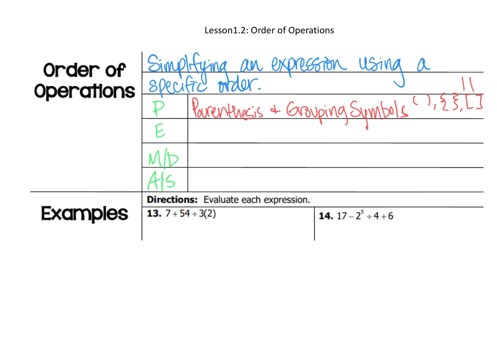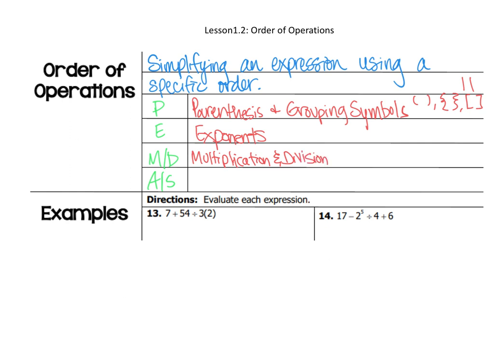E stands for exponents. We would need to simplify any exponents if they are there, and sometimes we can do parentheses and exponents in the same line of work, as long as they don't affect each other. M and D in PEMDAS stands for multiplication and division. Now, people always think that this means that multiplication is more special than division. It actually is not. They are equal.